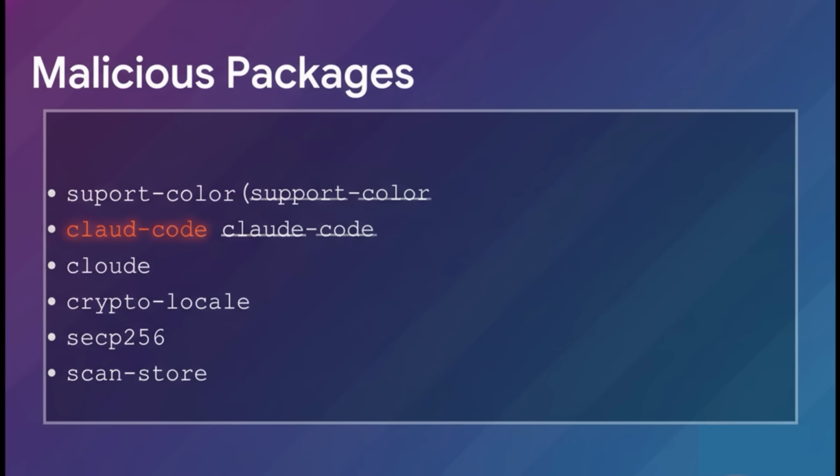And here are just some of the fake names it's been using to trick developers. You see the pattern, right? It's classic typosquatting. Support color with only one P. Claude code instead of Claude code. These are exactly the kind of mistakes you make when you're busy and typing fast. Now, these specific packages have been taken down, but the technique is what matters. The threat is still very much out there.